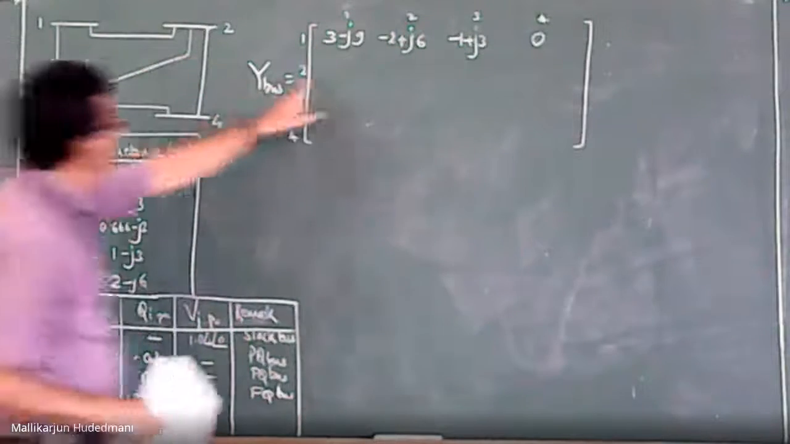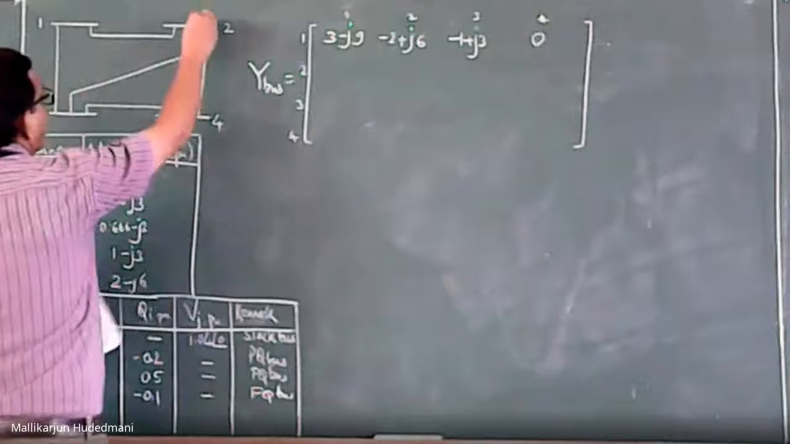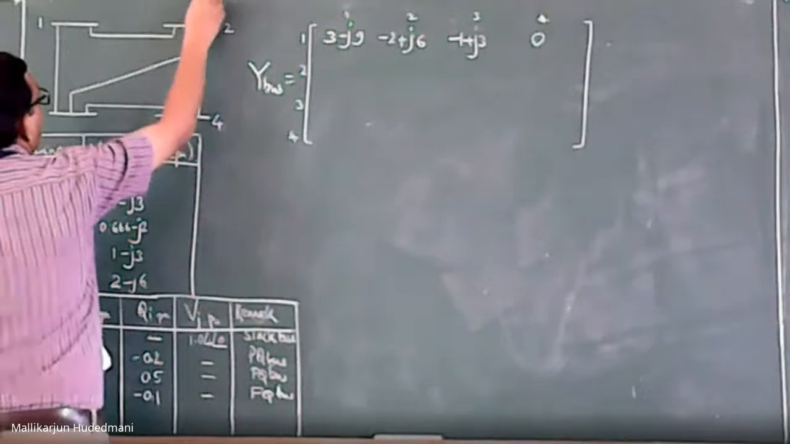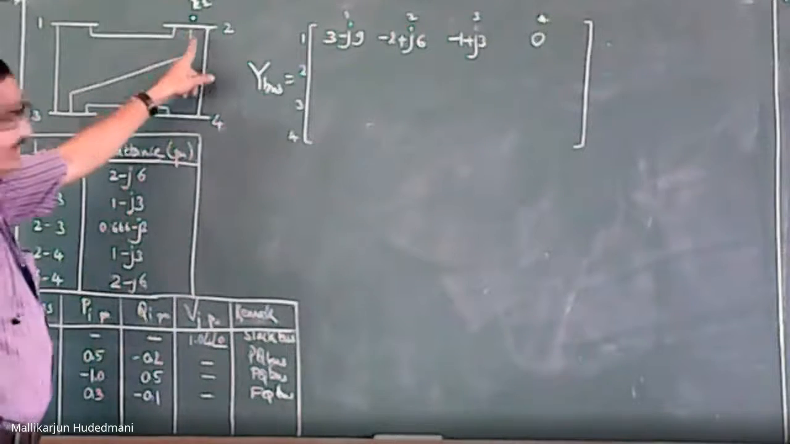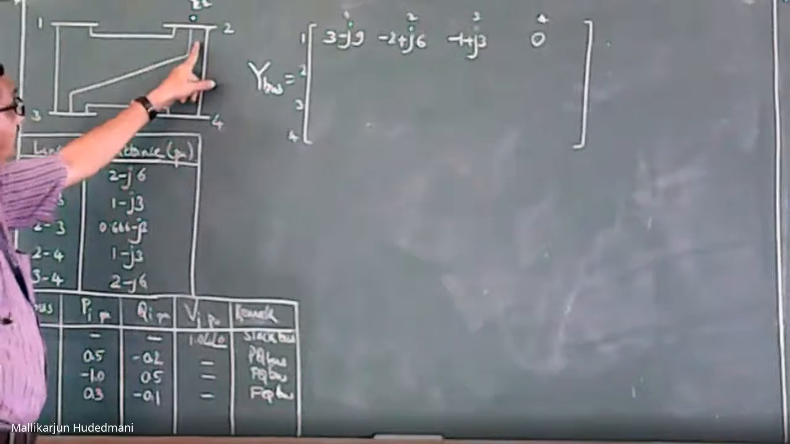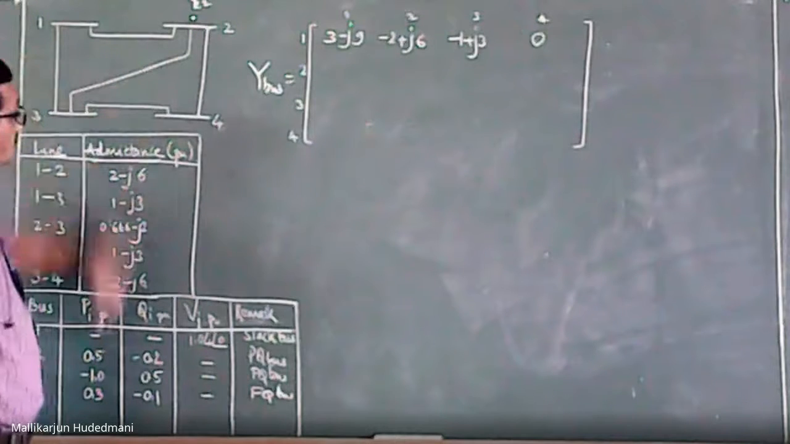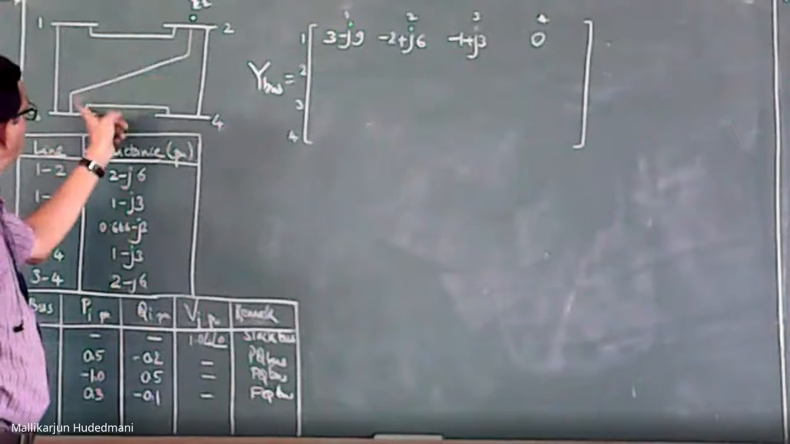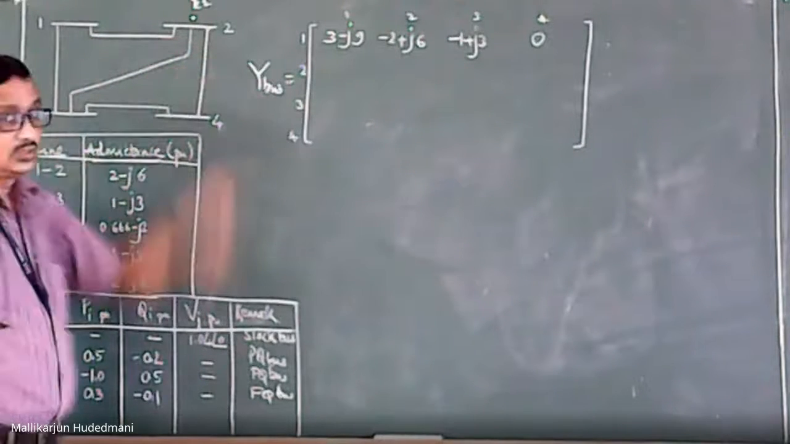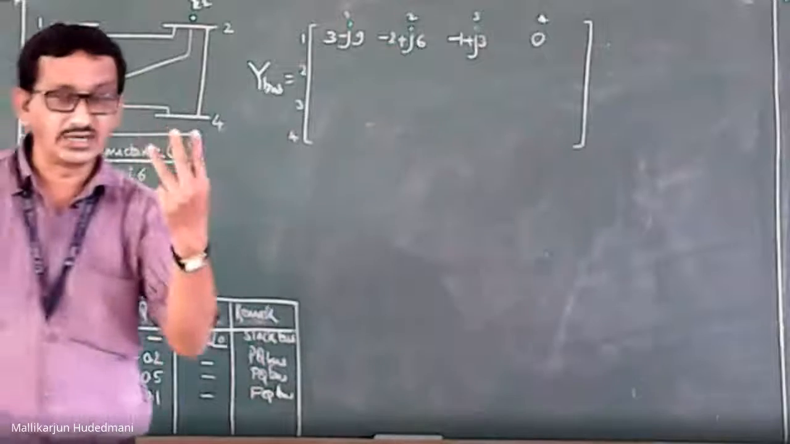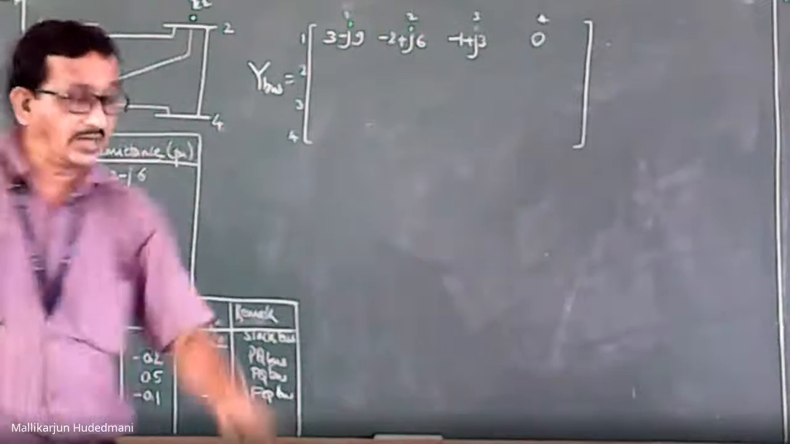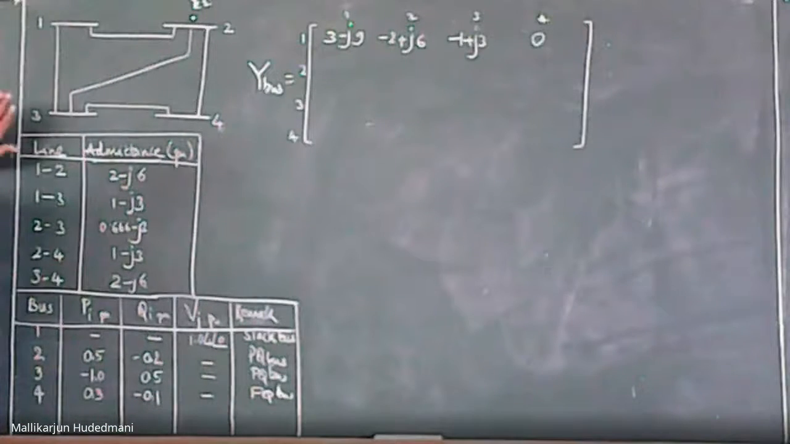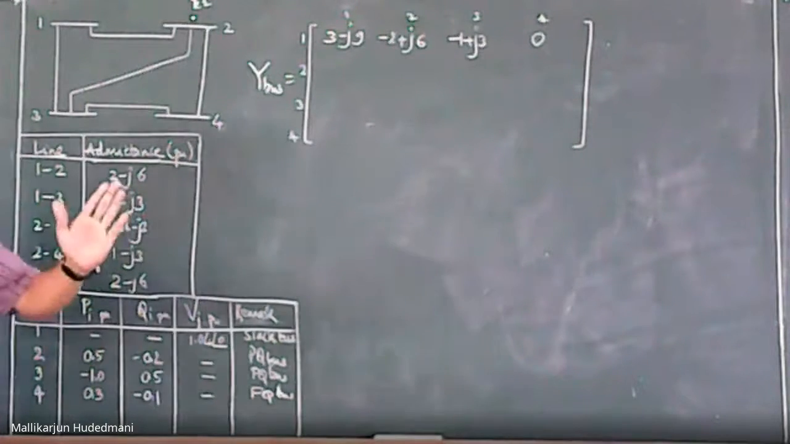I come to bus 2, second row. What is Y22 directly? Y22 is the admittance of the lines radiating from bus 2 to the rest of the buses. How many lines are here? 2 to 1, 2 to 3, 2 to 4. Totally you have 3 physical elements running from bus number 2. Wherever 2 is there, there are 3 locations. Those admittances you keep added up.